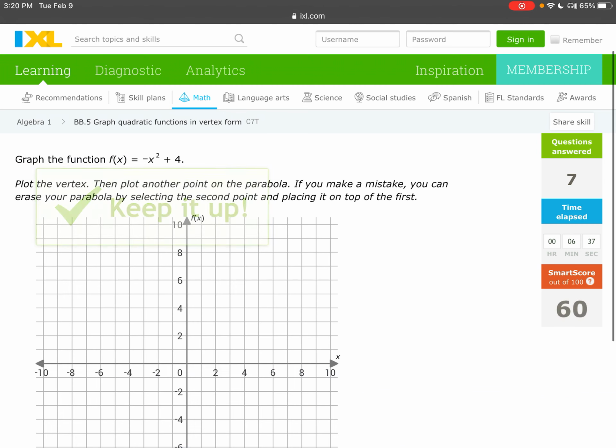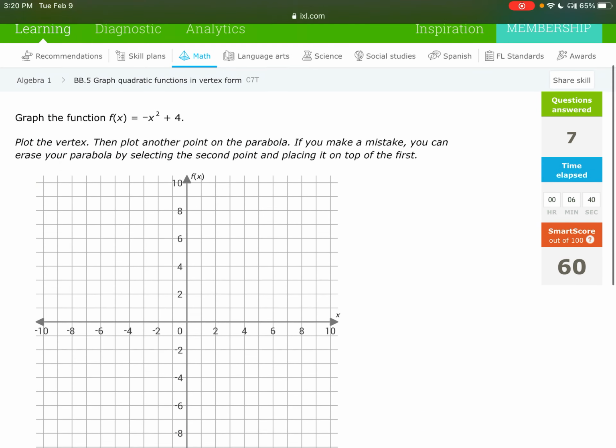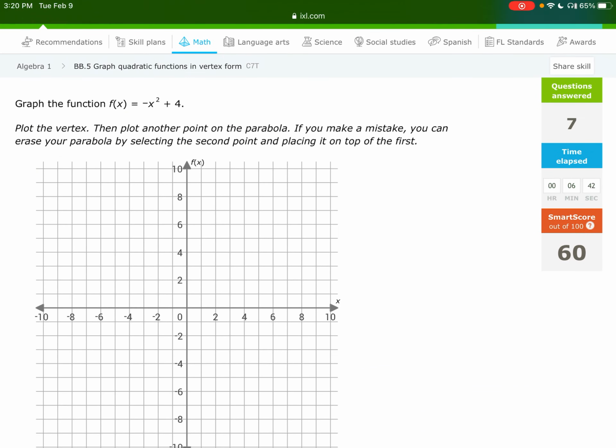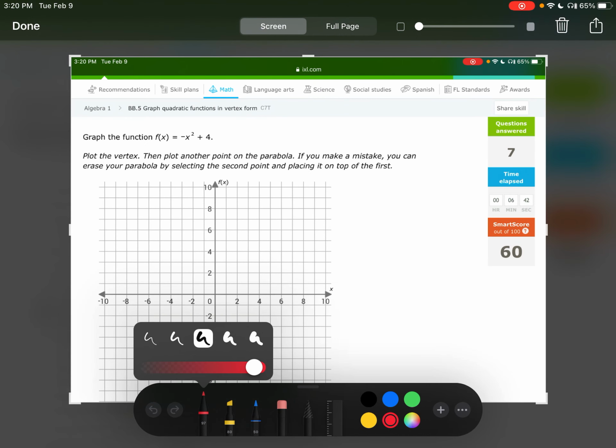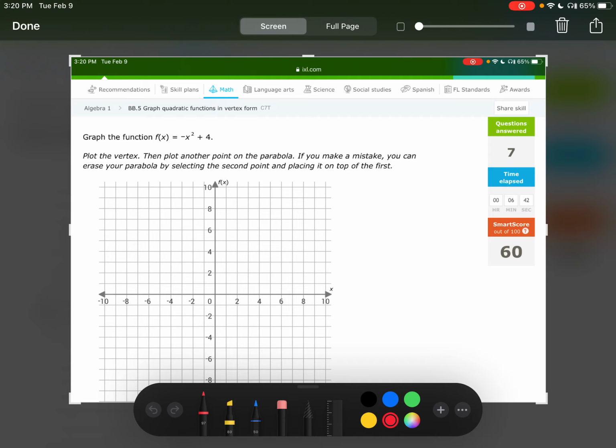I'm going to do the 10 questions it lets me since I'm not signed in. So -x squared plus 4. On this one, my A is -1. My H is 0. And my K is 4.